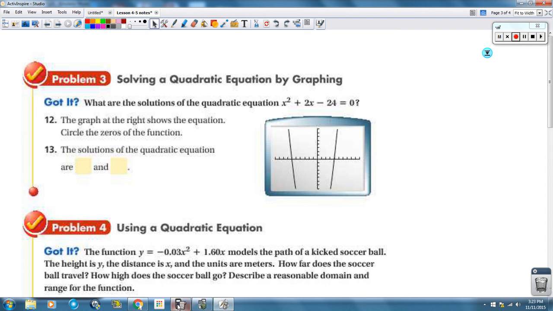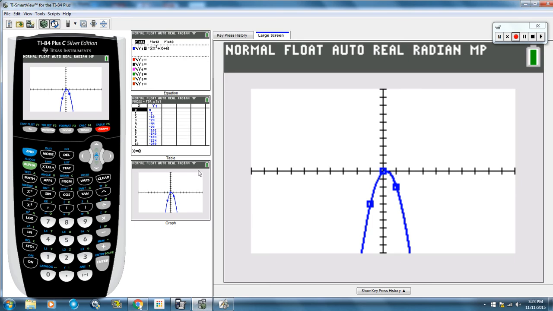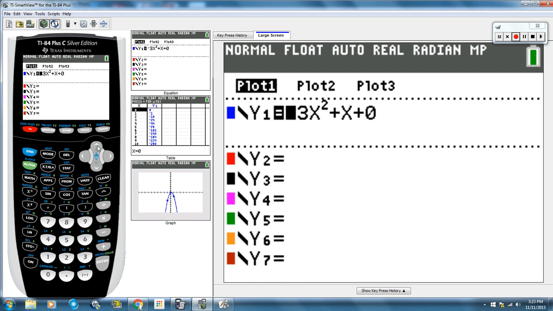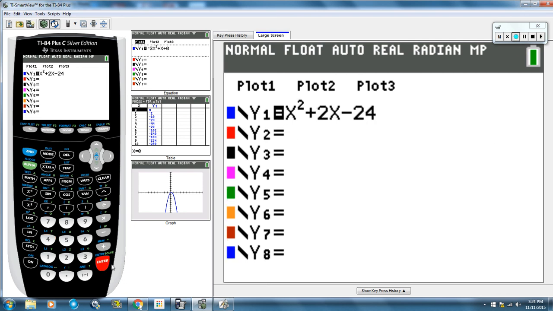So we're going to go back here, and let's do this one on the TI and see if maybe that table function will help. I'm going to go up, and I'm going to turn my stat plot off. So there we go. Now I'm just going to clear, and I'm going to type in a new one. Casio, you know you're just going to type in and you know how to get your zeros. But I want to see if the table function will help the TI people. So there's your x squared plus 2x minus 24 equals 0. So there's my equation.